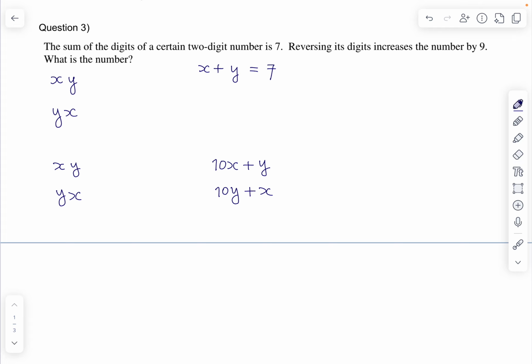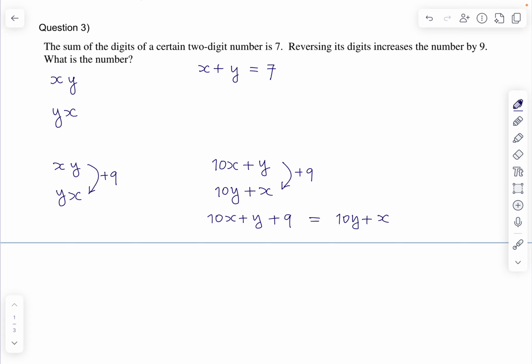In the sentence it says, once you reverse it, the second number will be increased by 9. So from the first number, if you increase it by 9, you will get the second number. So basically it increases once you reverse the digits. The value will increase by 9 once you reverse the digits. So can we come up with an equation here now? It means 10x plus y, if you add 9, you will end up with 10y plus x.